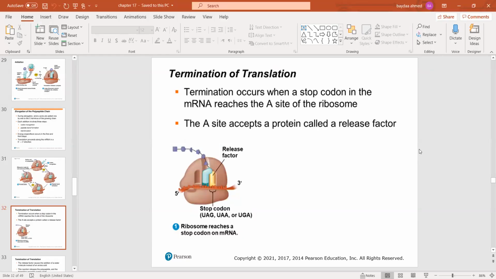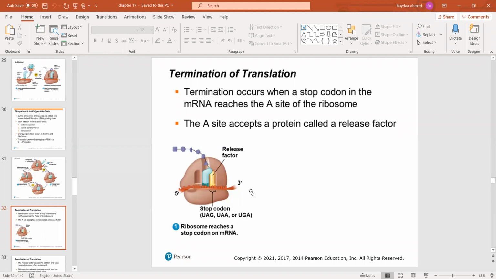The final stage of translation is termination. Elongation continues until a stop codon in the mRNA reaches the A site of the ribosome. A release factor, a protein shaped like an amino acid tRNA, binds directly to the stop codon in the A site. This is the stop codon.